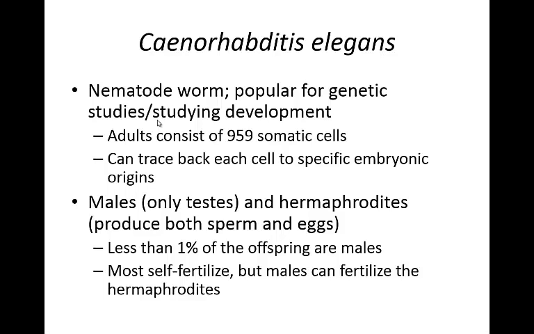In this organism, they have 2 types. They have males, which only have the testes, and they have hermaphrodites, which produce both the sperm and the eggs. Less than 1% of the offspring are males. Primarily, C. elegans are hermaphrodites, and they can self-fertilize. However, males can fertilize the hermaphrodites, and out of their offspring, about half are male and half are hermaphrodites.